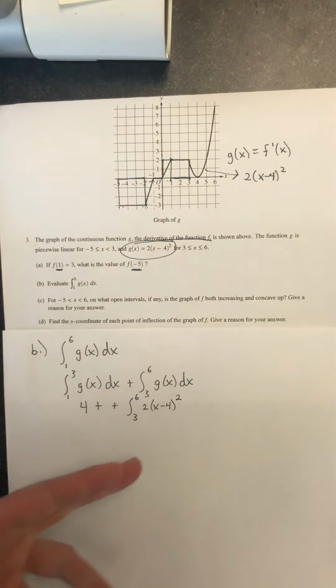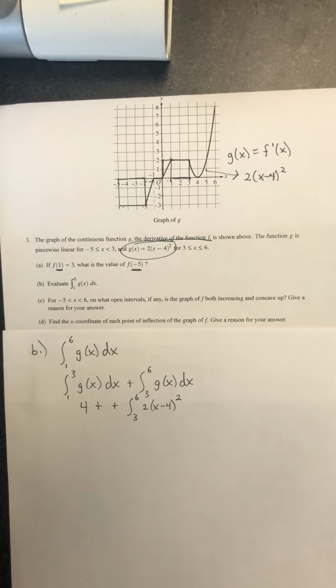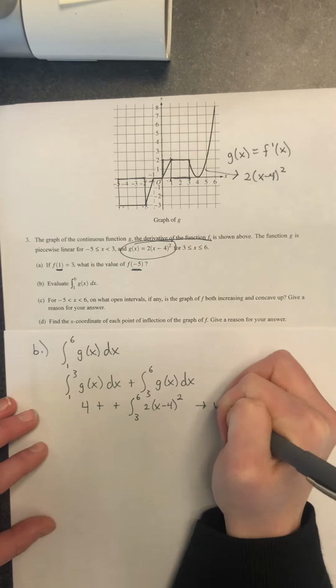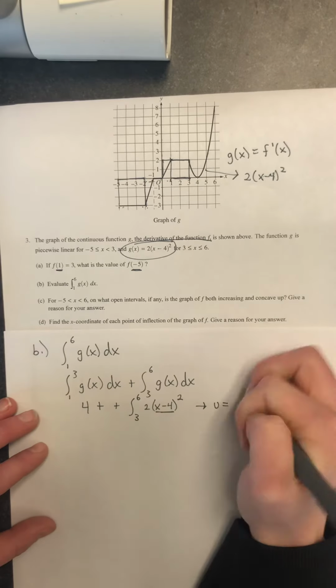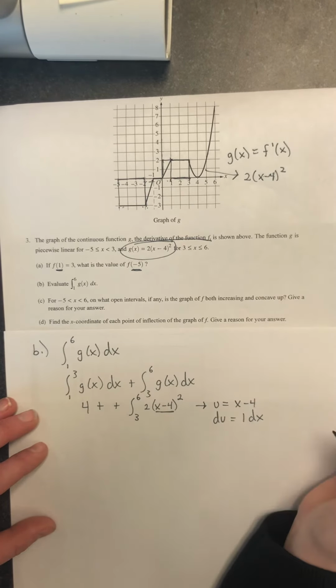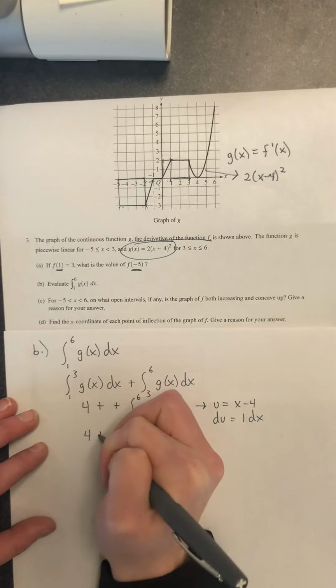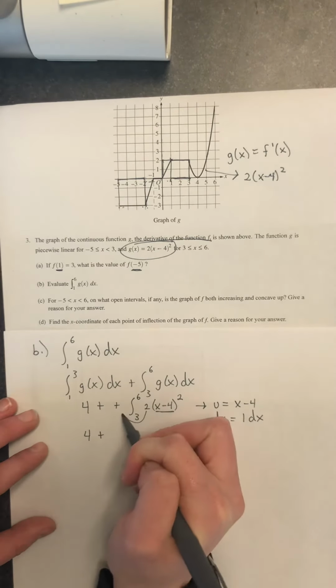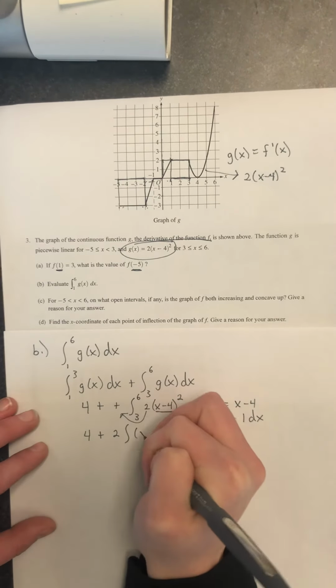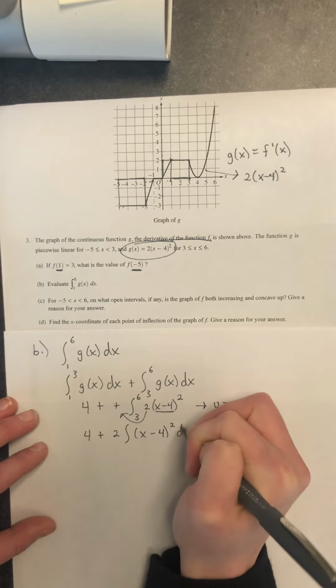So we could just use u substitution here. I hope at this point some of us can see what the answer is relatively quickly. If you don't, you can use u substitution. Here, u is the inside, x minus 4, and du would be 1 dx. I'm going to take this 2 up front. We'll say 4 plus 2 times the integral of x minus 4 quantity squared dx.